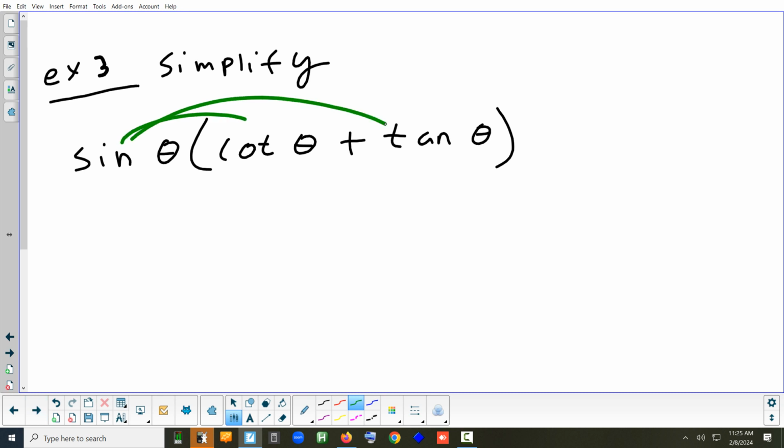Is that the only way? No, there's other ways you could do it. But what comes to my mind is distribute out sine. So you have sine times cotangent plus sine times tangent. Okay, so now we've distributed.